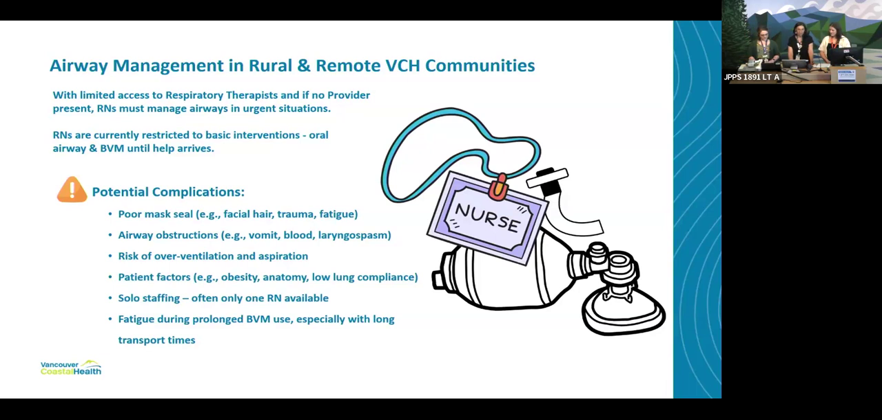And then there's time. In rural areas, delays in getting help or transferring to a higher level of care aren't just inconvenient, they're critical. Prolonged manual bagging is physically exhausting, and ventilation quality often drops over time. When every minute counts, these gaps in airway support become dangerously clear. These complications put patients at significant risk for poor outcomes.